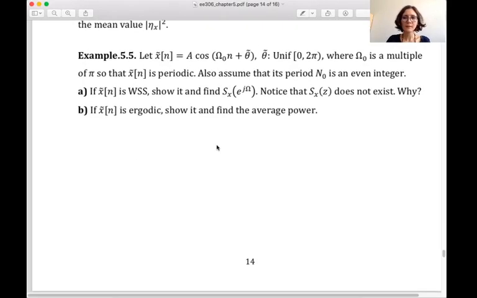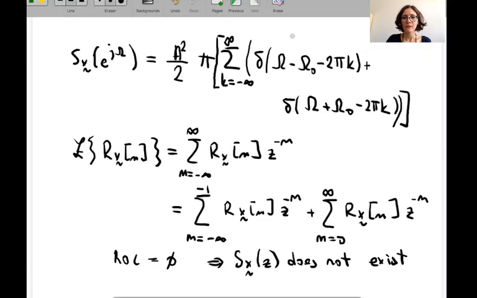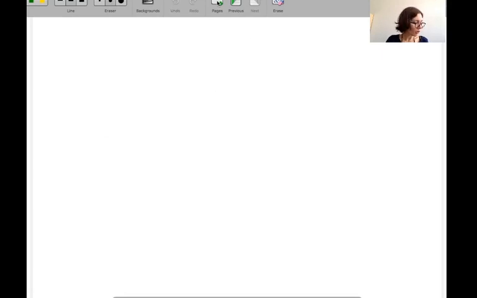Now let's pass to this second part. If x of n is ergodic, show it and find the average power. So we should check whether our random process is ergodic, and then if yes, we should find the average power. So part B. In general, if somebody asks you whether a process is ergodic, you should check two things. You should check ergodicity in the mean and ergodicity in the ACF. If both of them are satisfied, you say that your process is ergodic.